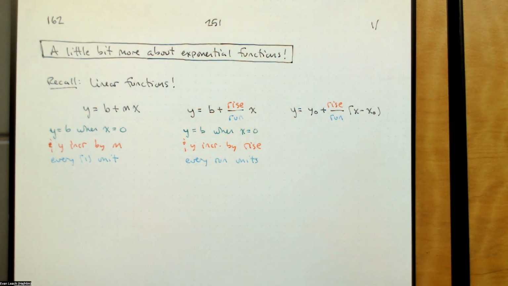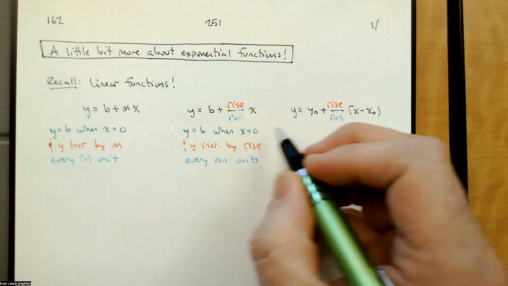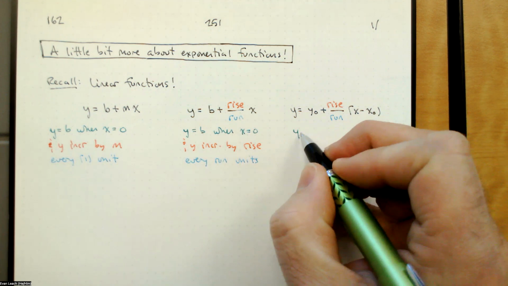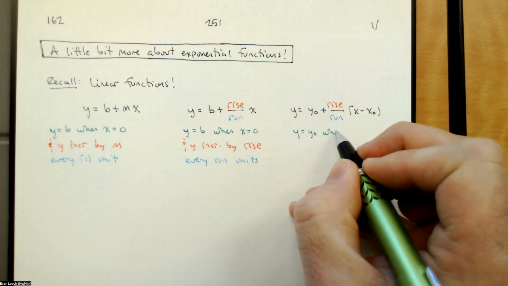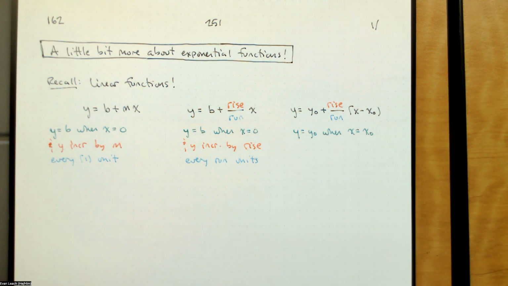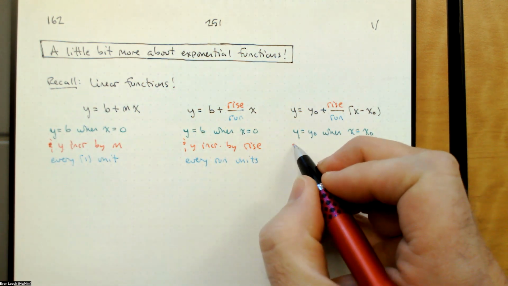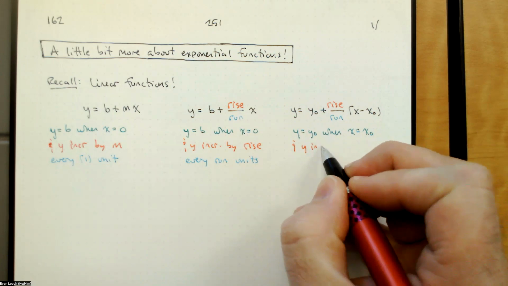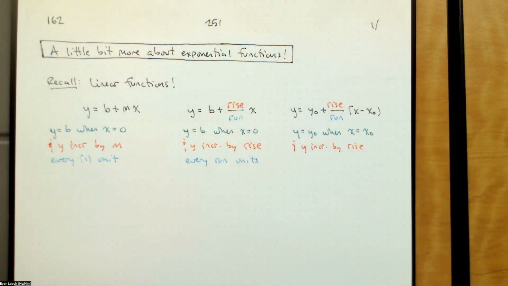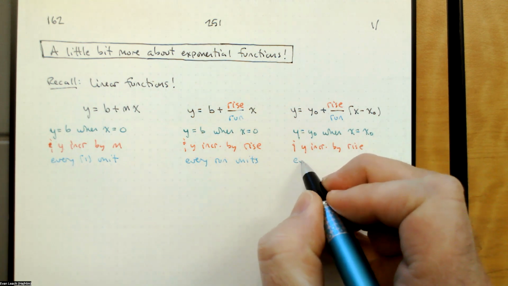In this point slope version of things, we would just trade y equals b when x equals 0 to y equals y naught when x equals x naught. And then the other part's the same. And y increases by the rise every run units.